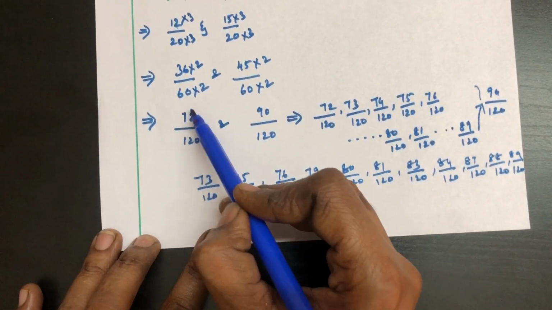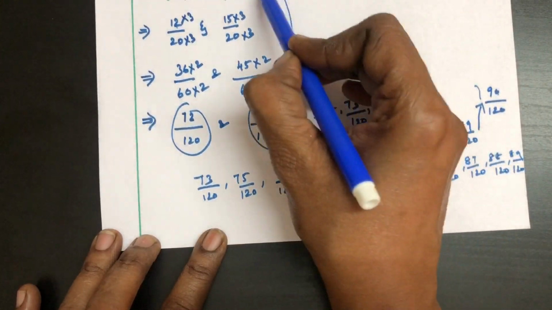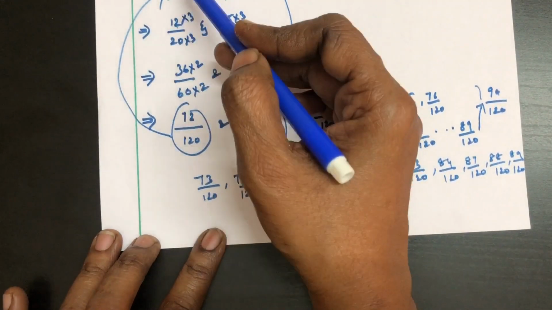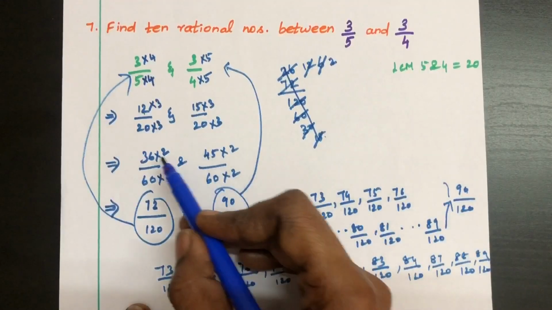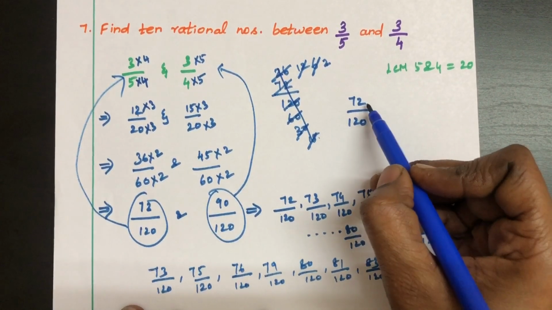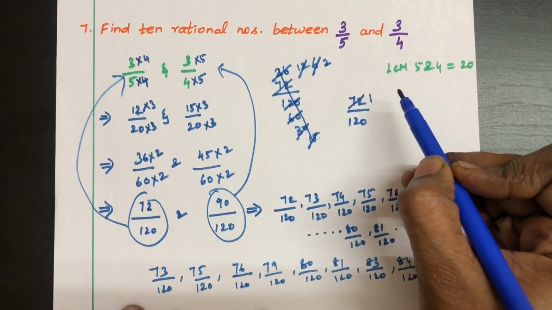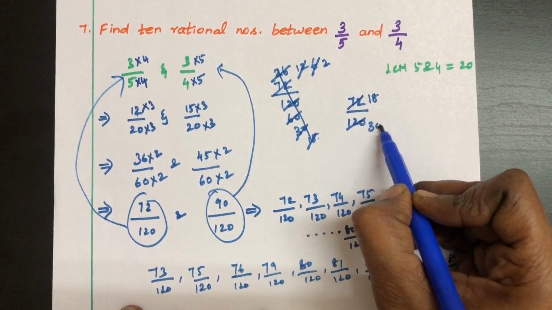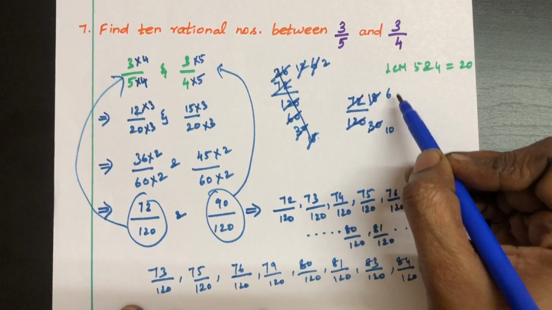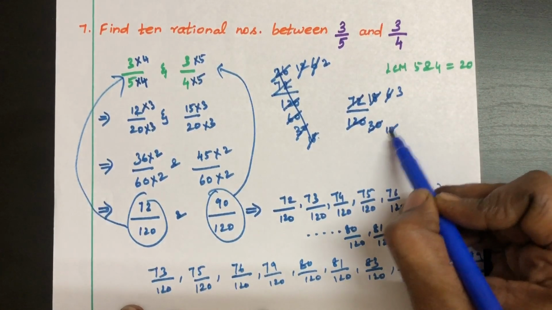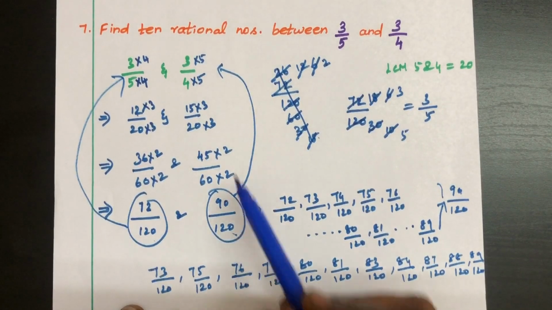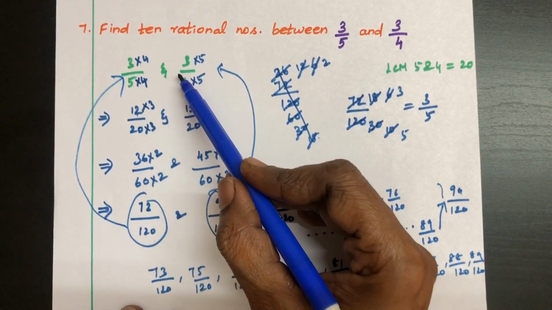This number is nothing but the same number we started with. If you simplify these two numbers, we will get the same numbers, 3 by 5. For example, if you simplify 72 by 120, what will come? We can take 4 as a common factor, 18 by 30. Again using 3 we can divide, 6 by 10. Using 2 we can divide, 3 by 5. So if you simplify these numbers, you get the same number we had in the question.